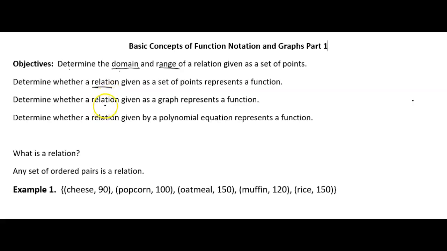So there'll be some vocabulary here, and then we're going to look at that when we're given a set of points, that's a relation, or how do we tell if a relation that's given as a graph is a function, or how are we going to tell if a relation given by any equation represents a function. A polynomial is a specific kind of function, and actually polynomials generally are functions.